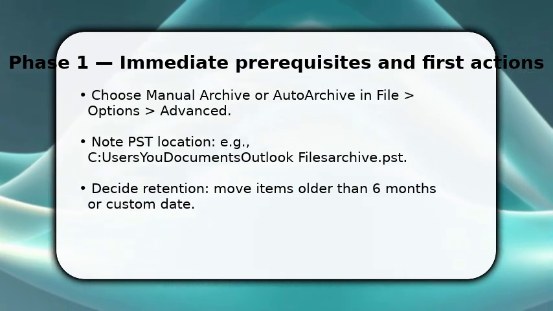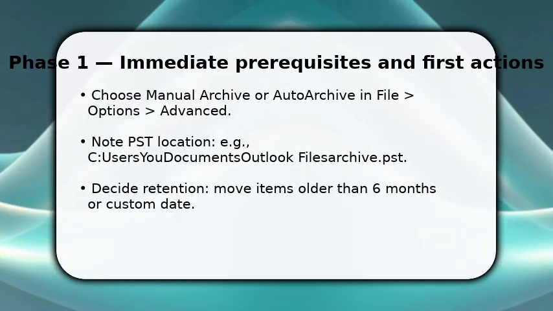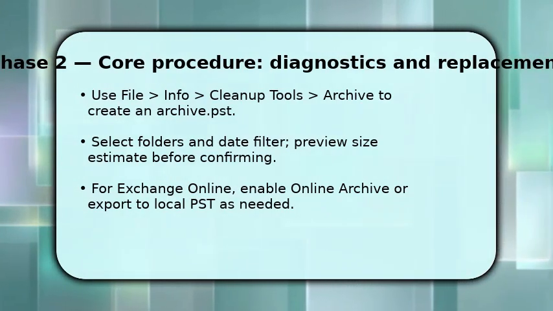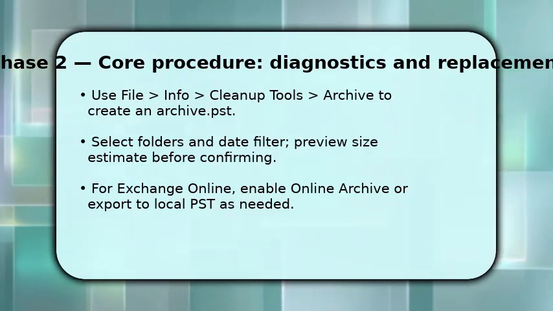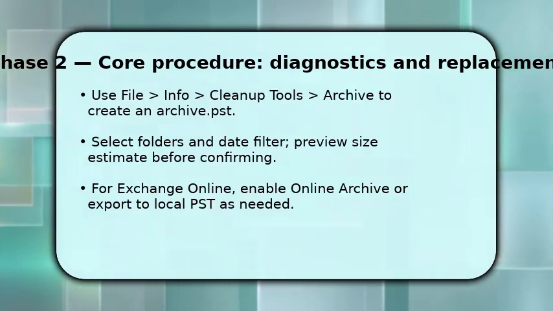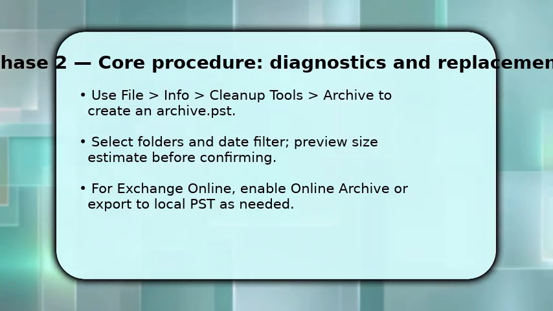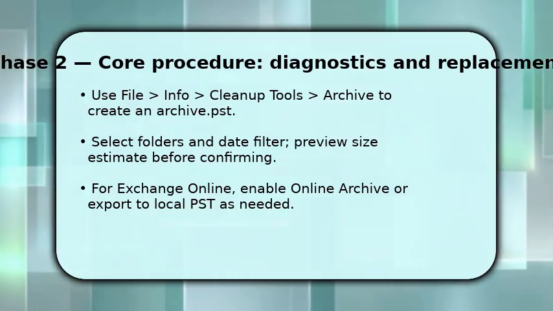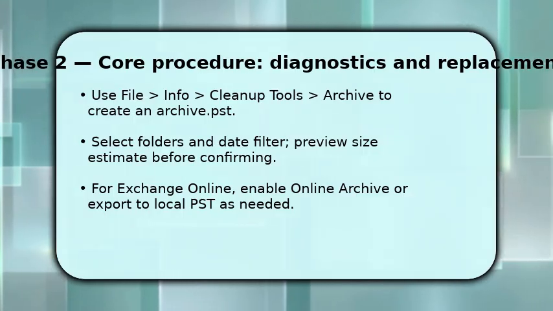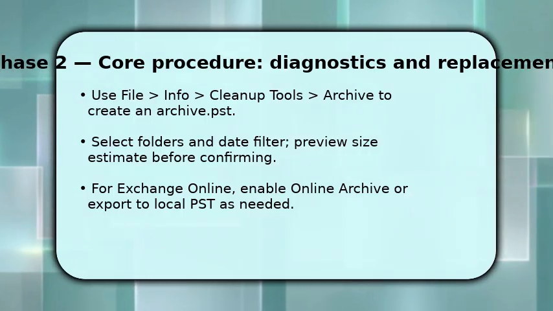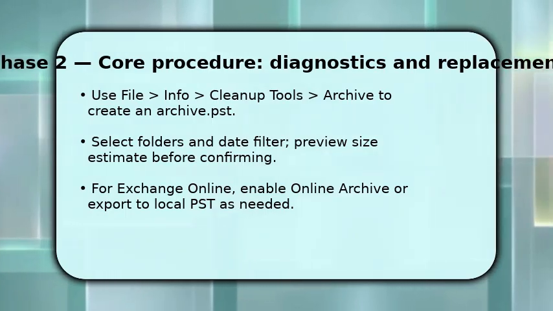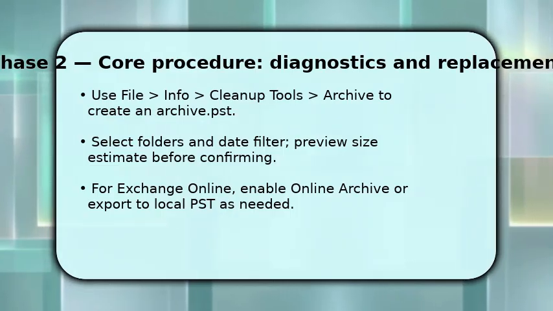Once done with settings, you create the archive by choosing File Info Cleanup Tools Archive, select specific folders, and set the date filter to include only messages older than your chosen threshold. This moves messages into Archive.PST, which reduces mailbox size and improves performance. If you use Exchange Online, instead enable the Online Archive mailbox for server-side retention. Otherwise, export to a local PST and consider compacting it.